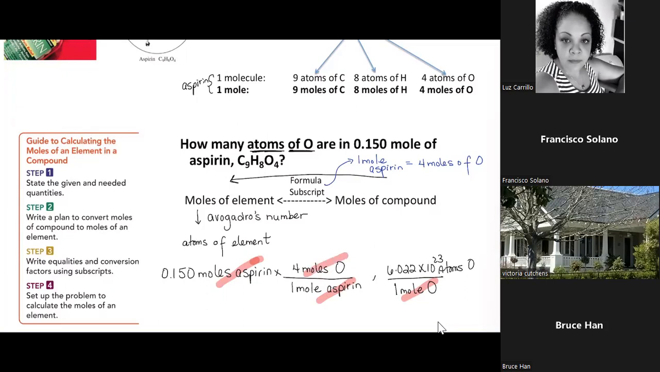So for this problem specifically, I'm going to take 0.150, multiply it times 4, multiply it times 6.022 times 10 to the 23rd. And that's how I get my atoms of oxygen. Okay, so I'm going to give you guys a minute. Put it in your calculator. Let's see if we get the same number.